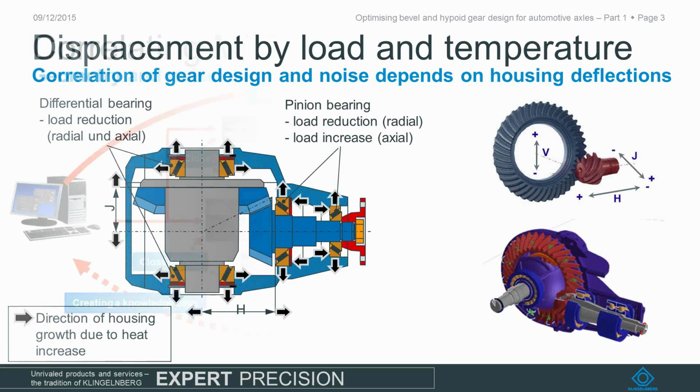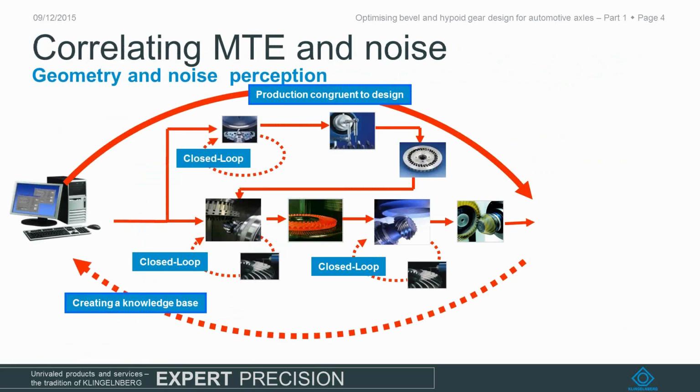If you look at our standard process in KEMOS, KEMOS is made to simulate the whole process chain of manufacturing of bevel gears. We can predict, based on our manufacturing simulation, the geometry of the gear set, and we can then calculate the excitation behavior of this gear set based on the manufacturing process.